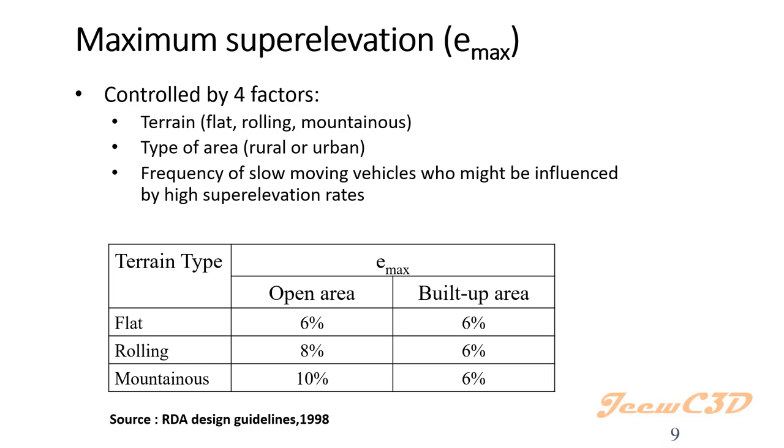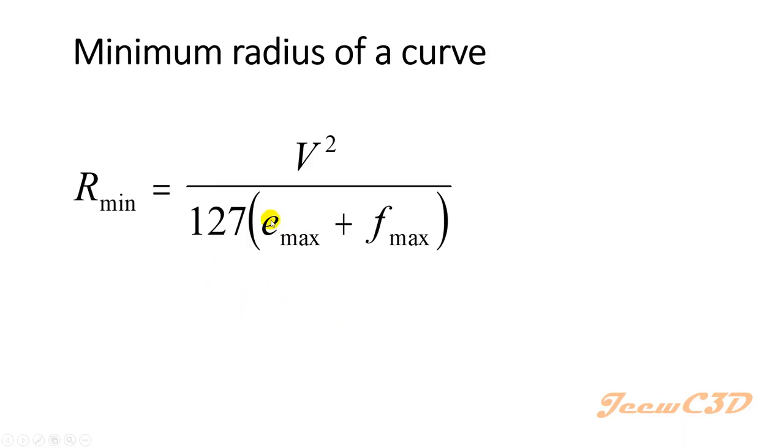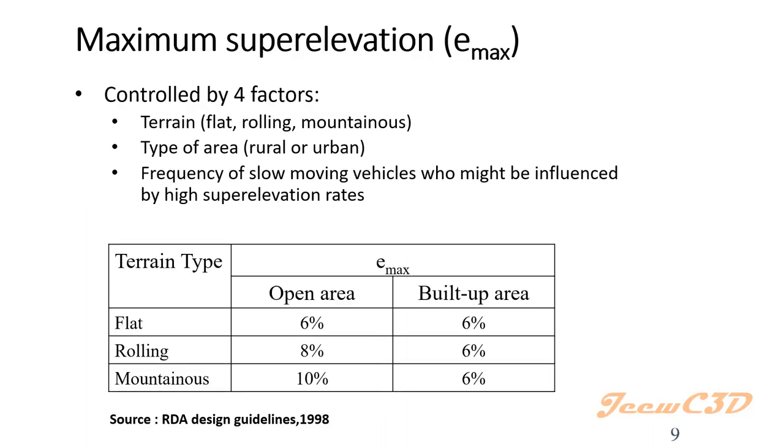This table is taken from the RDA design guidelines. It will tell you if your road is in a flat terrain, and if it is an open area, that means a rural area, you have to use a maximum super elevation of 6%. So when trying to get the radius, for a flat terrain you have to use Emax of 6%. That does not mean you always have to select 6%, but the maximum is 6%. You can use less than that value. Then for a rolling terrain, you can go up to 8%, and for mountainous terrain, up to 10%. In built-up areas, we always think the highest super elevation is 6%, not more than that.